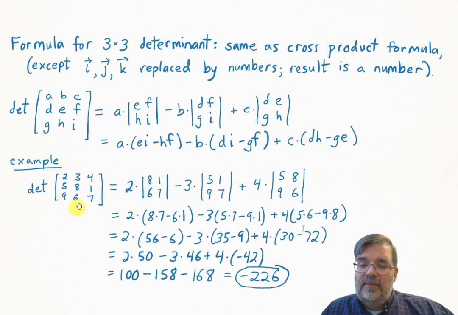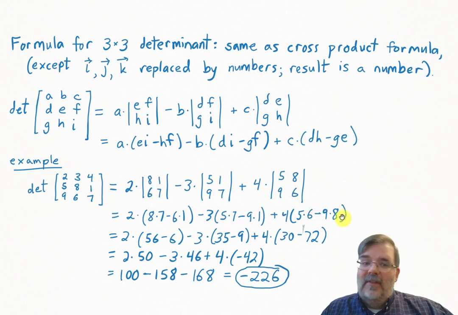So for example, here's a 3 by 3 matrix, 2, 3, 4, 5, 8, 1, 9, 6, 7. At the 2, the 3, and the 4, we extract those, negative sign in front of the second number, and then we extract the submatrices and calculate the determinants of each one of those matrices.